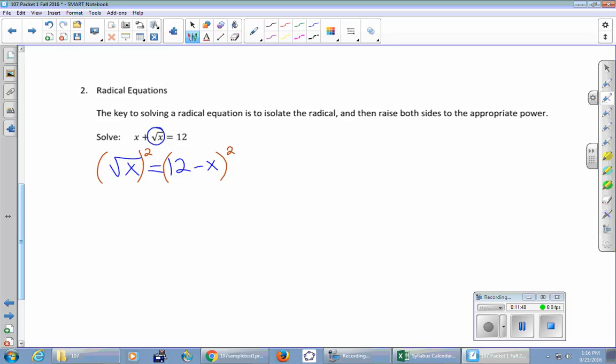Okay, on the left-hand side, we get x, right? Square root of x squared just becomes x. On the right-hand side equals, let's see, 12 squared, 144, negative x squared plus x squared. Right? 144 plus x squared.